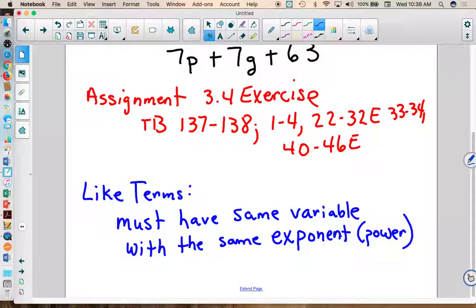Your assignment is 3.4 exercise textbook 137, 138. The assignment is there. Okay, and you're going to need to write it down. Now I need to stop the recording.